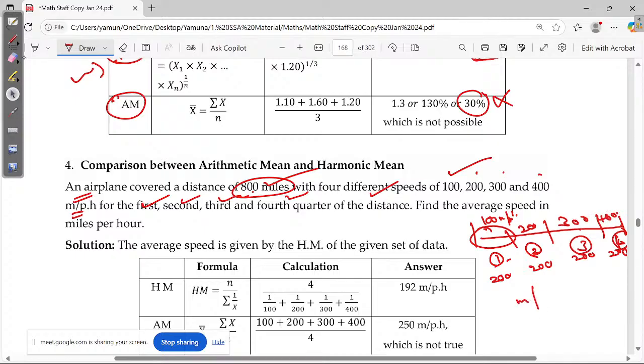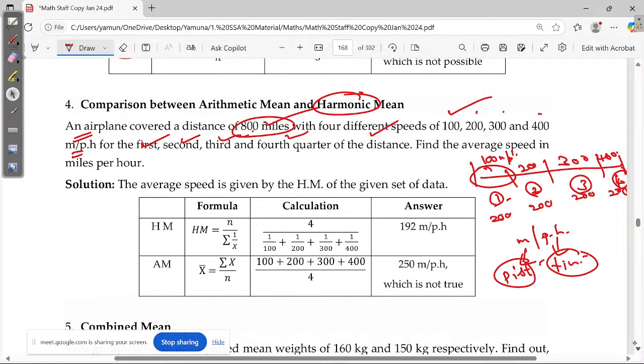See, here it's given in miles per hour, which means miles is a unit for distance covered and per hour is meant for time. Which means to find the average speed, we are taking 2 other units to compare. In this case, you have to use harmonic mean, not arithmetic mean. So just think you are a pilot and you have different speeds and the instruction comes that you have to use average speed.